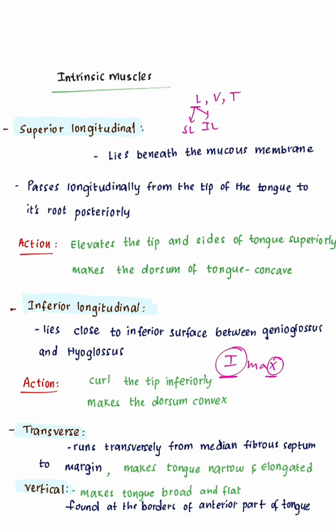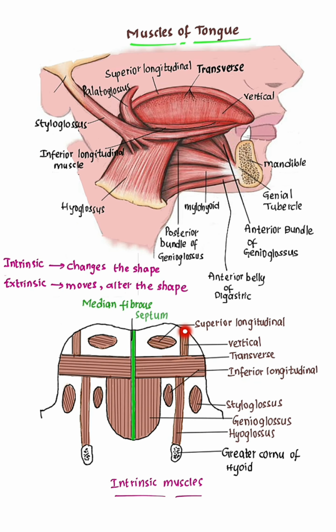Vertical muscle is found at the borders of the anterior part of the tongue. It makes the tongue broad and flattened. Transverse muscle makes the tongue narrow. Vertical muscle makes the tongue broad.